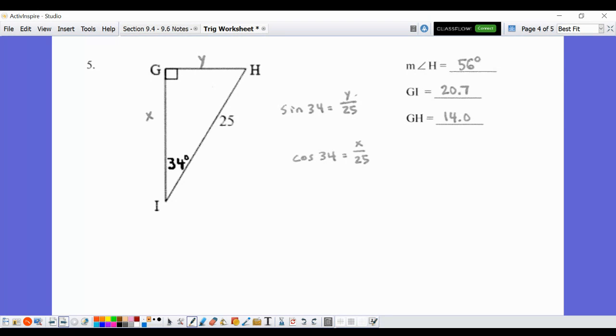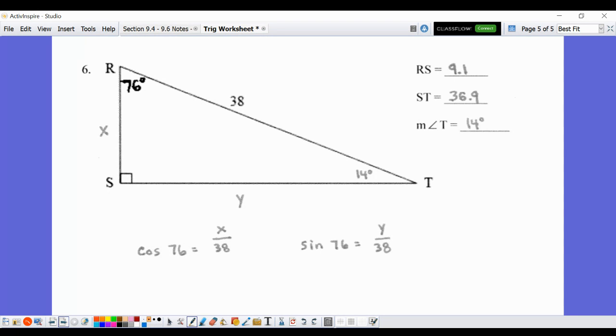And the same thing holds true for number 5. X and y are both on the numerator, and in 6, they end up being on the numerator as well. So there you go. That's worksheet number 1. If you are given an angle and one side length, let SOHCAHTOA do the work to set up the equation.